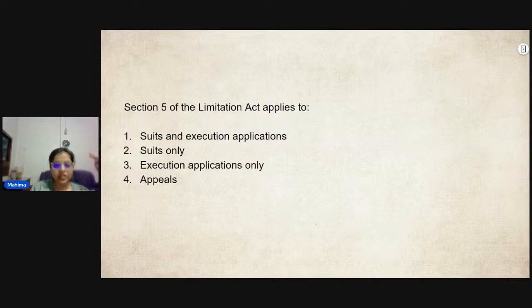Section 5 of the Limitation Act applies to suits and execution applications, suits only, execution applications only, appeals. Section 5 of the Limitation Act applies to what?